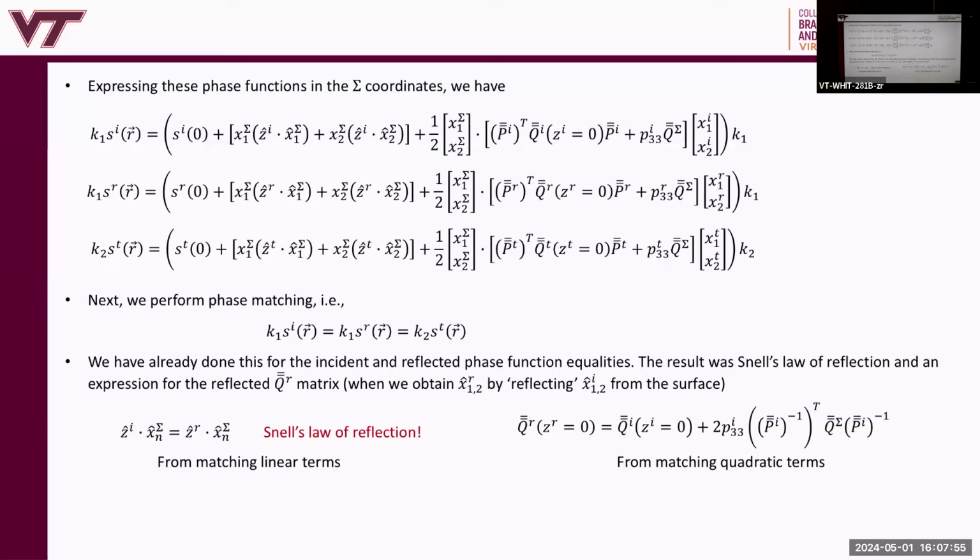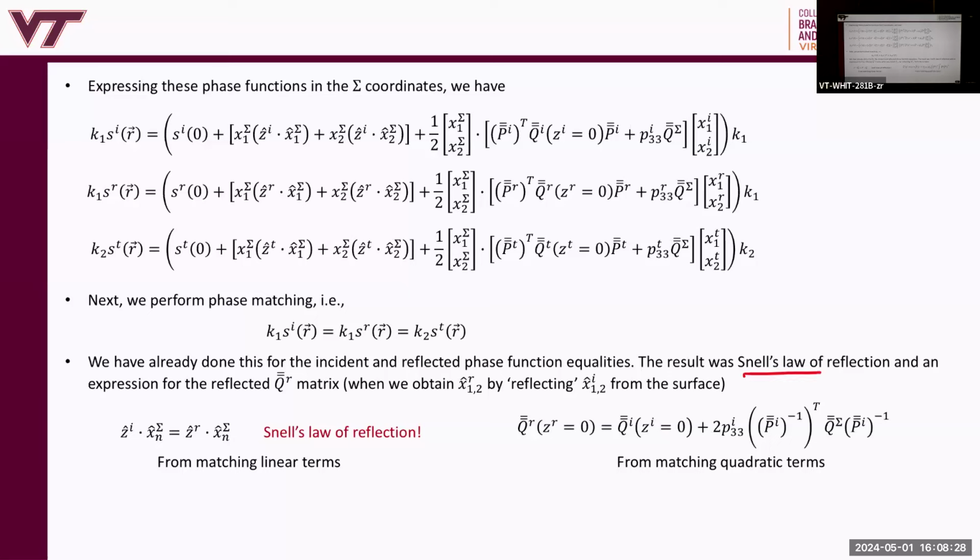Okay, now we perform phase matching. So what do we do for phase matching? K1 times S incident has to equal K1 times S reflected, has to equal K2 times S transmitted. Okay, we've already done the phase matching procedure for this equality, and the incident and reflected phase function equalities.